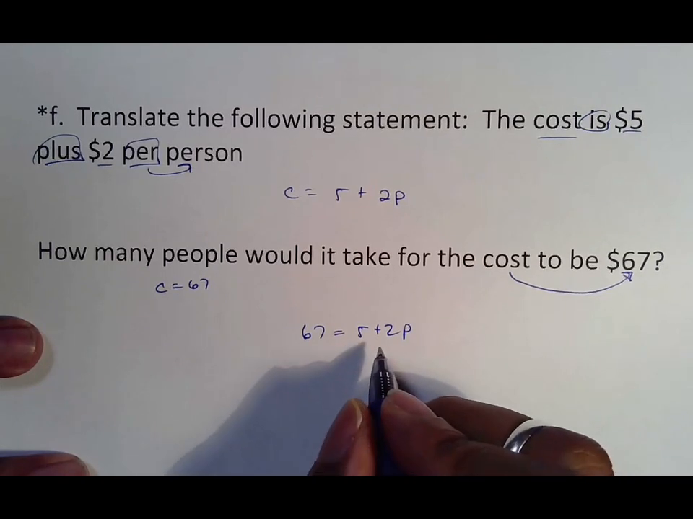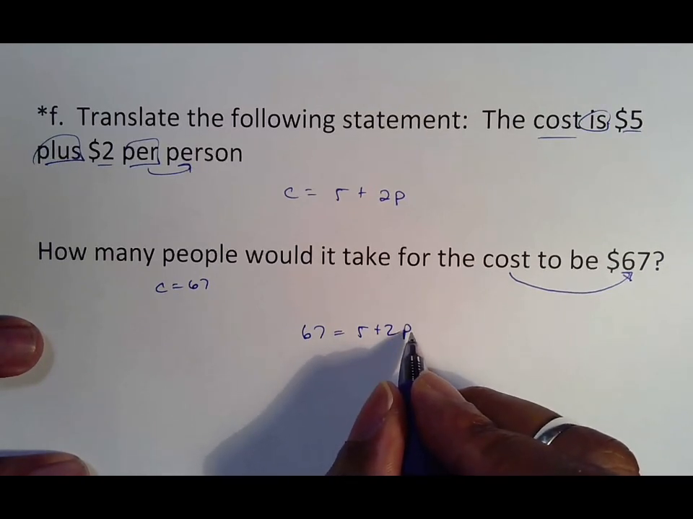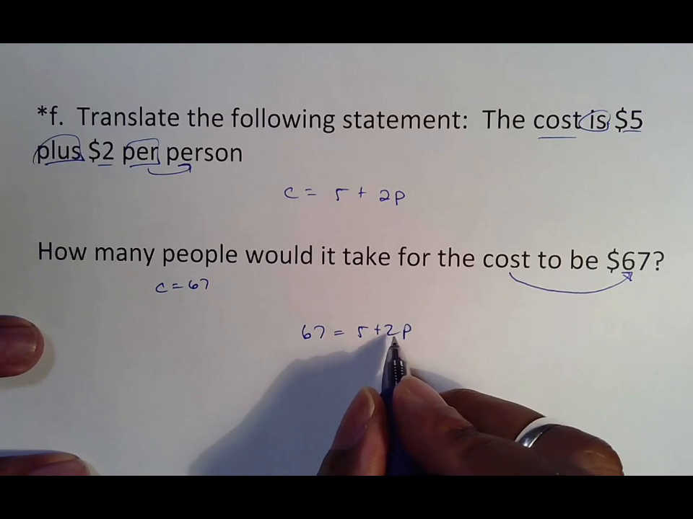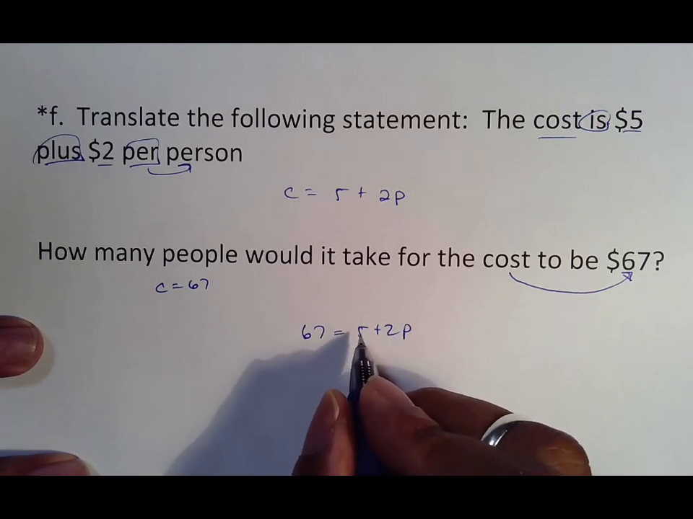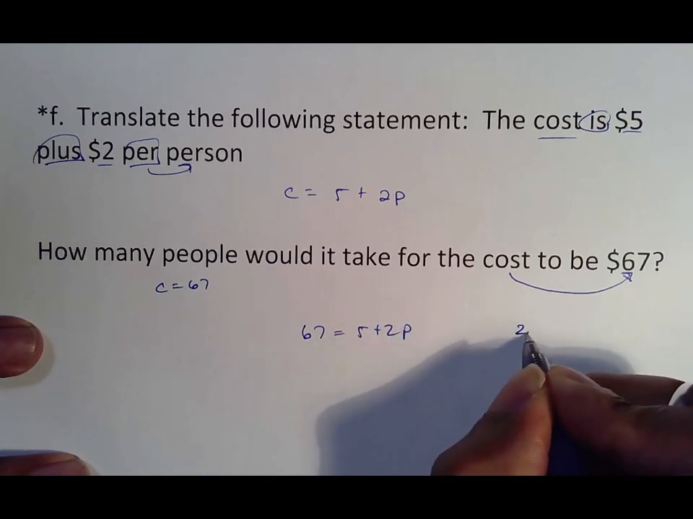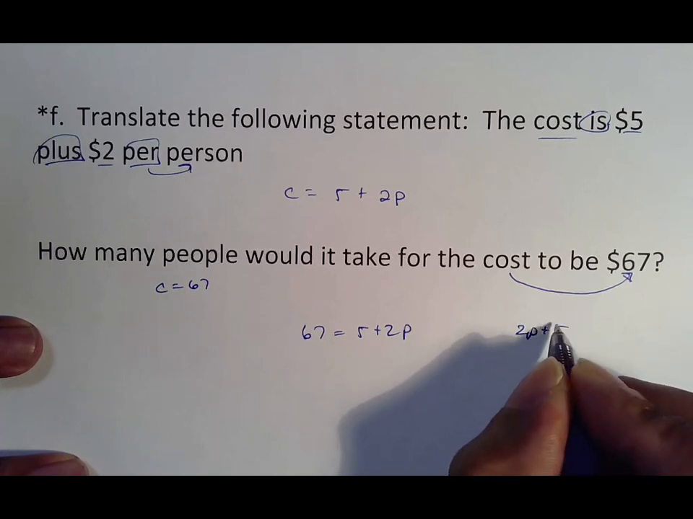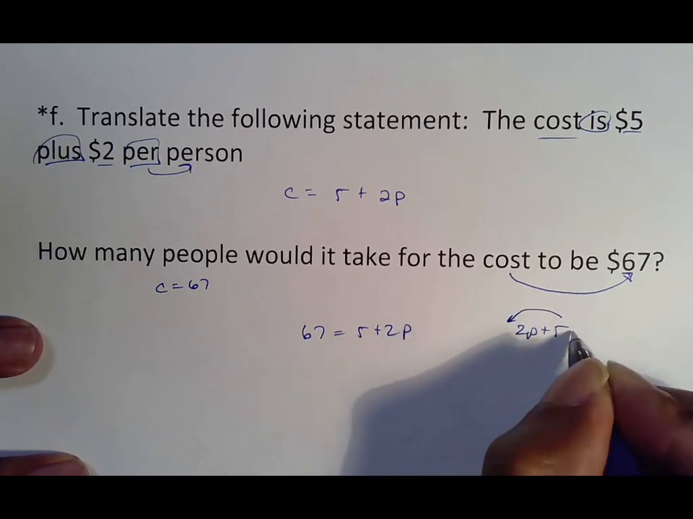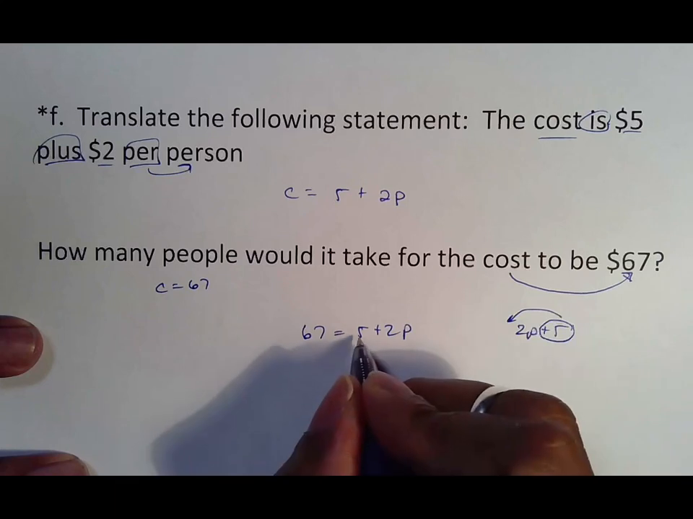From there, what I have to do is now get this by itself. Now remember that we moved the addition number first. This is the multiplication number. This is the addition number. So even though we usually see that as 2p plus 5, it's okay to move the 5 in front as long as we still move that 5 first because it's weaker.